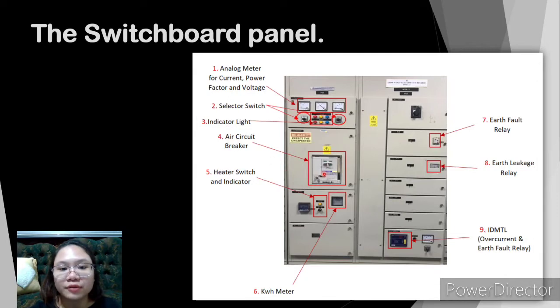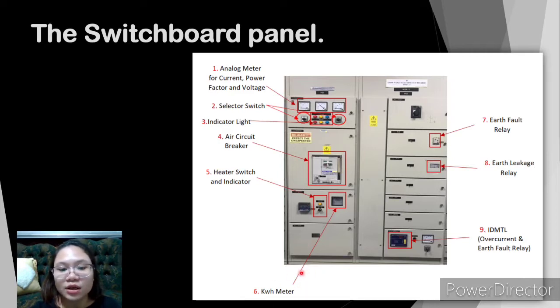Then fourth, we have air circuit breaker. This is the air circuit breaker to provide overcurrent and short circuit protection for electric circuits over 800 amps to 10 kiloamps. Fifth, we have heater, switch and indicator. This is the heater, switch and indicator. Its function is to prevent damage or malfunction of electric or electronic components in electrical cabinets.